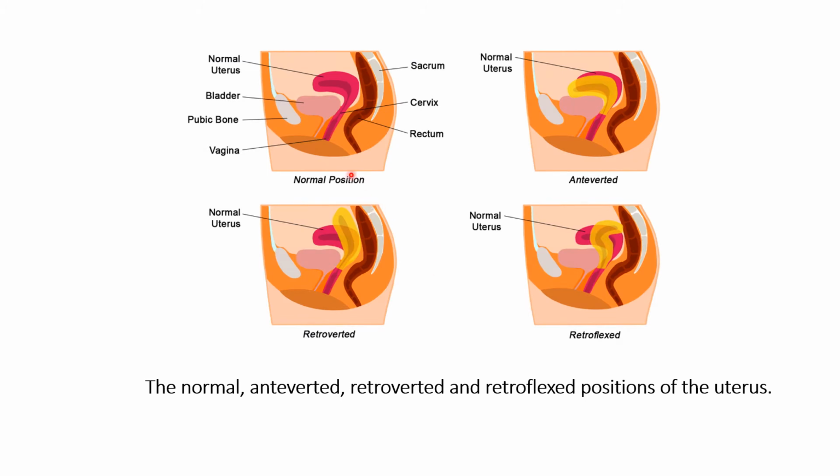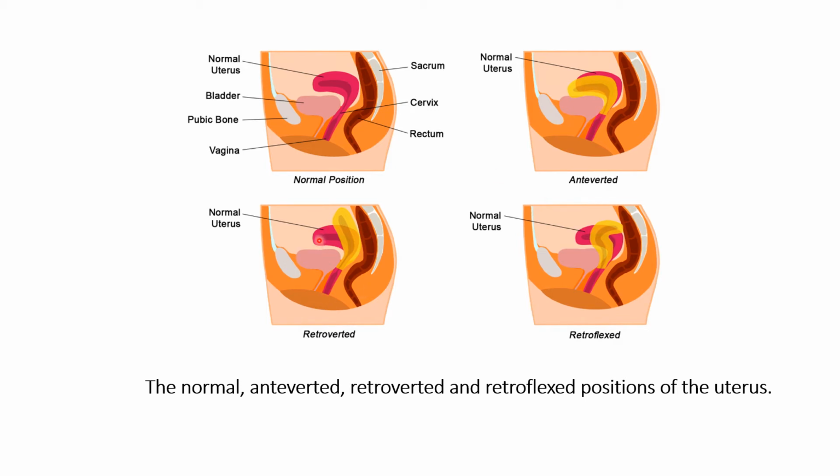Here you can see the normal position. This is the normal uterus, which we call anteverted, anteflexed. Pink color all represent normal position. This is the excessively anteverted, the yellow color. This is the normal position. There is excessive bend, and that is called the excessive anteversion.